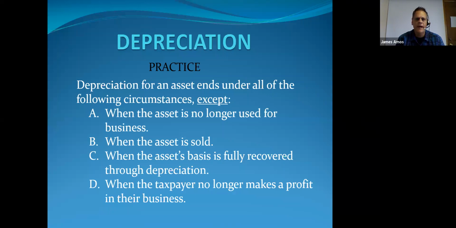Okay, so depreciation for an asset ends under all the following circumstances except, and you're correct, the answer is D, when the taxpayer no longer makes a profit from the business. In other words, all the others are reasons for it ending. When the asset's no longer used for business purpose. If you're not using it for business, you can't keep deducting it on your return as a depreciation. When the asset is sold, once you've gotten rid of the asset, you can only depreciate it up through the date of sale, and then you can't depreciate it any longer. When the asset's basis is fully recovered through depreciation. So those are all reasons that a depreciation would end.